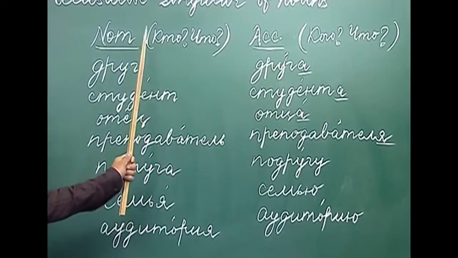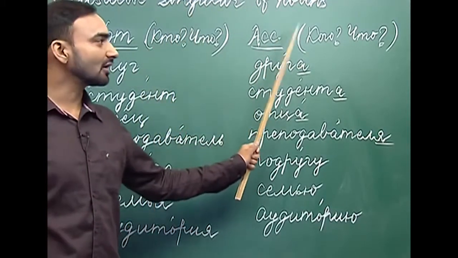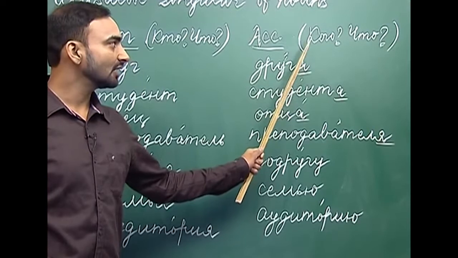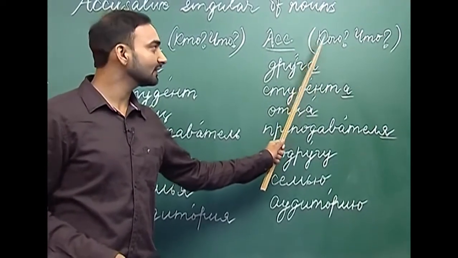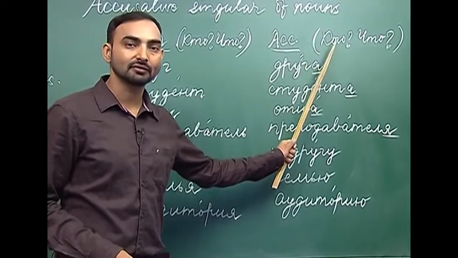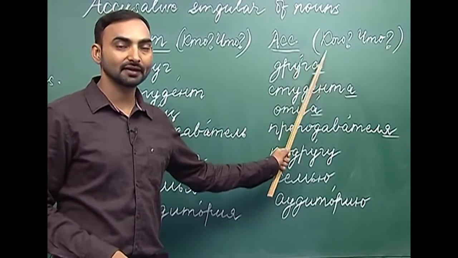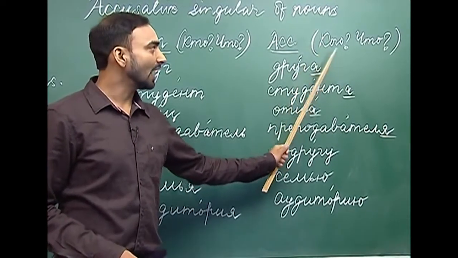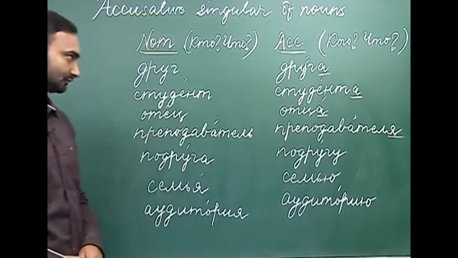Кто is who and что is what. Кто becomes кого in the accusative case. And please remember that this г here is pronounced as в. So instead of pronouncing it as kago, we are pronouncing it as kavo. Kavo is whom and что is what.